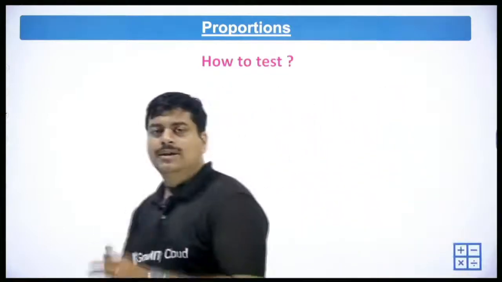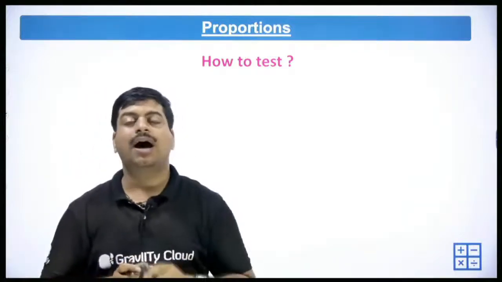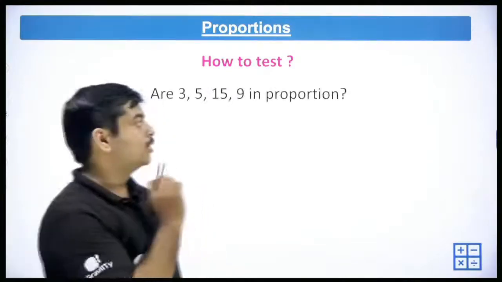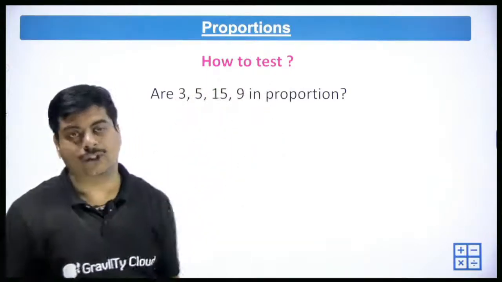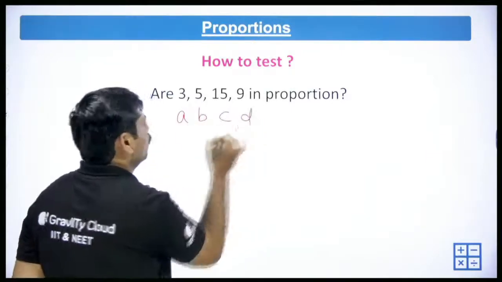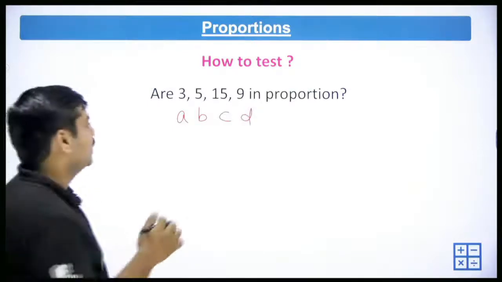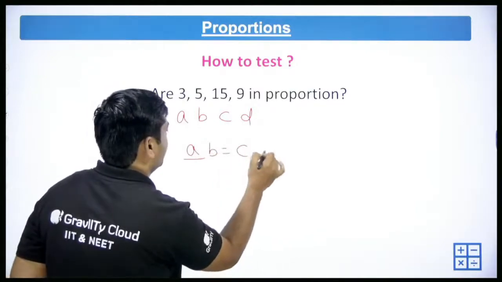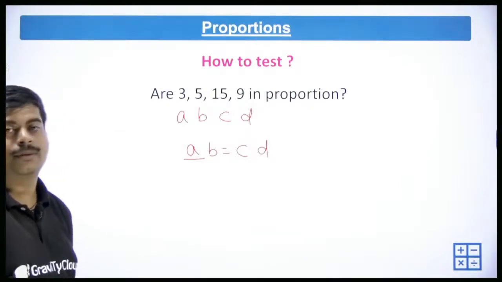When a set of numbers is given, how do we find whether the given numbers are in proportion or not? Let us discuss that. Are 3, 5, 15, 9 in proportion? That is the question. When I say 4 numbers A, B, C, D, if I want to find whether these 4 are in proportion or not, we can say A by B should be equal to C by D. A is to B is equal to C is to D, correct? That is the meaning of a proportion.